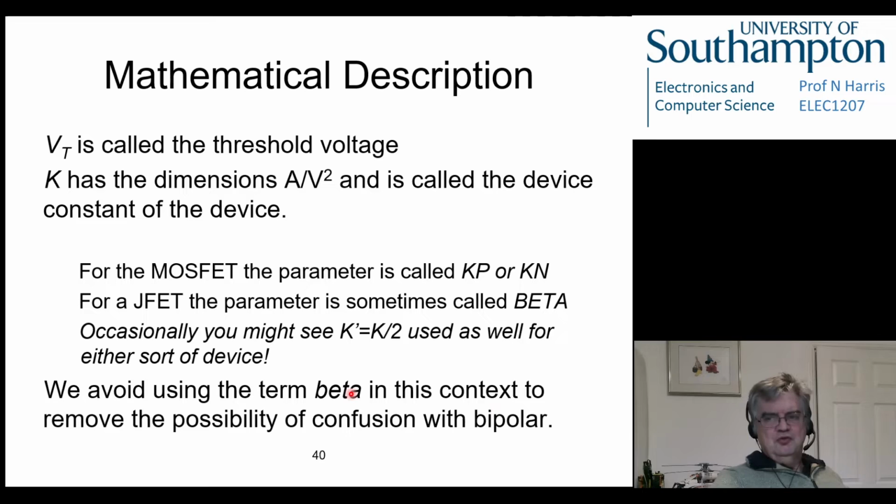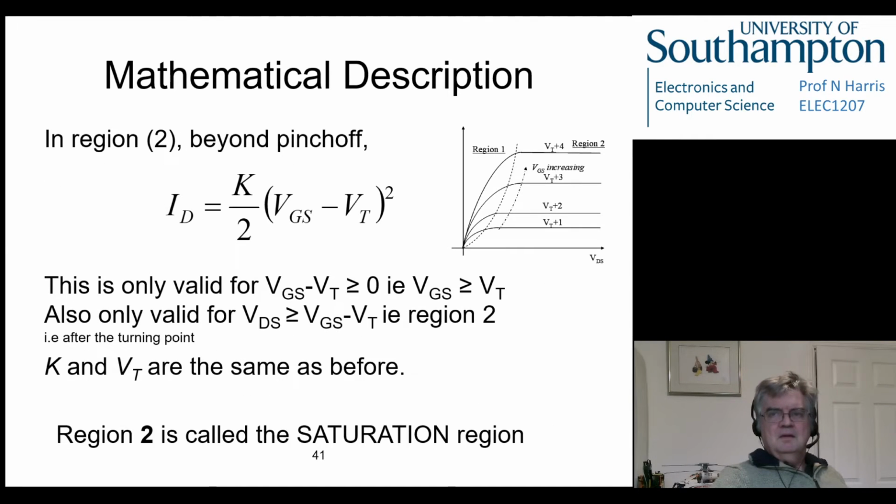Okay, so having introduced it and confused you, I'm now going to take it away again. So, in region 2, beyond pinch-off, in the, I call it the flat region, because we're not allowed to call it the linear region now. Okay, we have this expression, same K, again K over 2, so you can see maybe where the definition of K over 2 might come from.